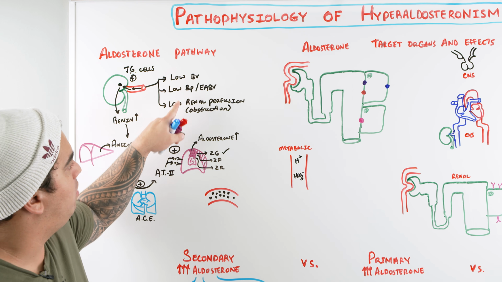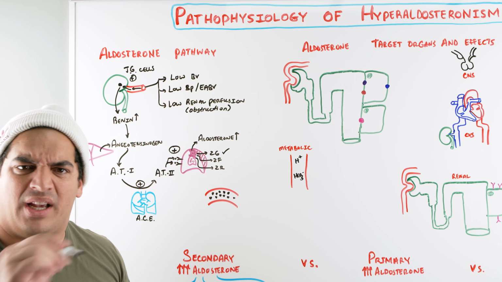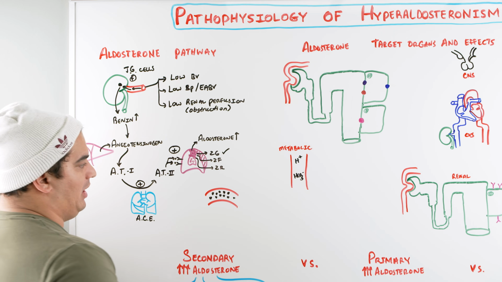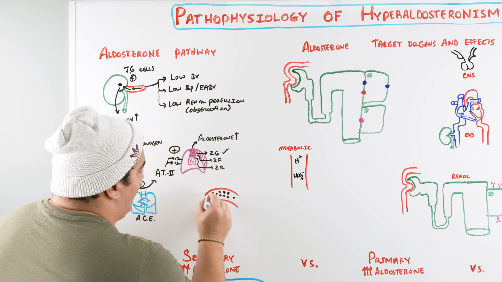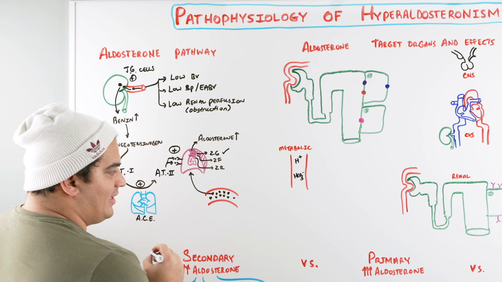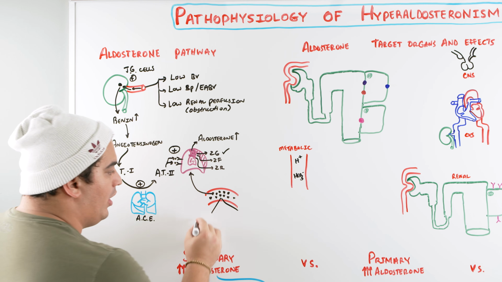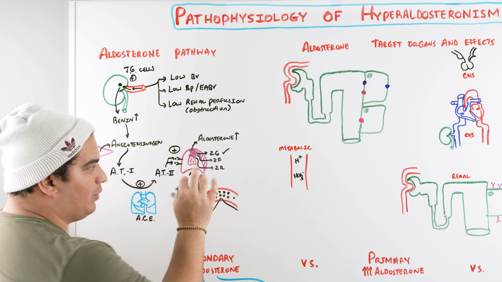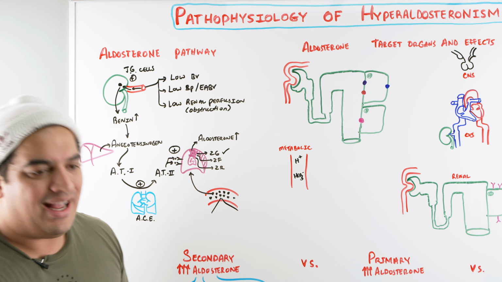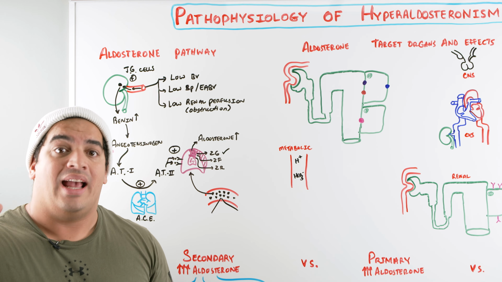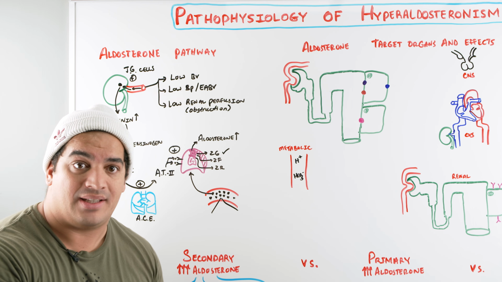Low blood volume, low blood pressure, and low renal perfusion because of an obstruction in blood flow. Okay, what are some other stimulators? Another stimulator of aldosterone production is electrolytes. Whenever two particular electrolytes present in the blood are abnormal, in other words, aldosterone, we'll talk about it a little bit later, but aldosterone helps to reabsorb sodium, to increase sodium, and it also helps to excrete potassium.